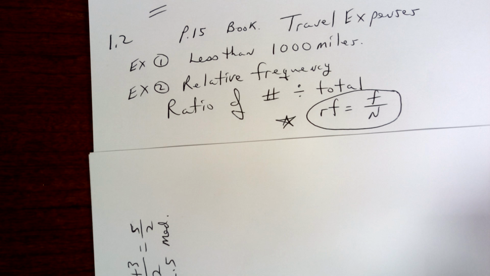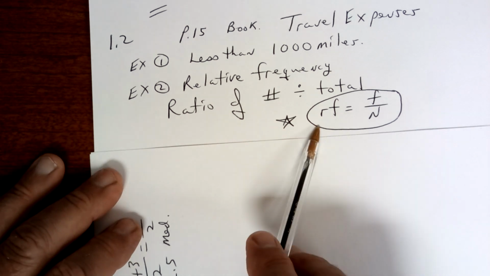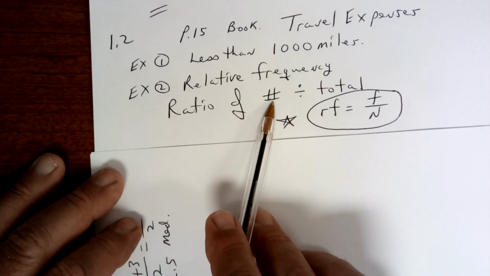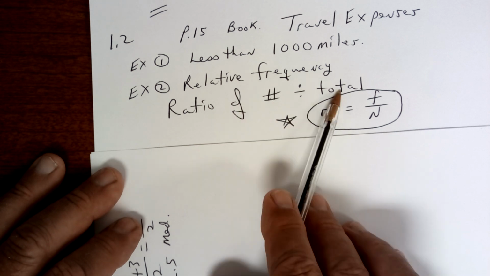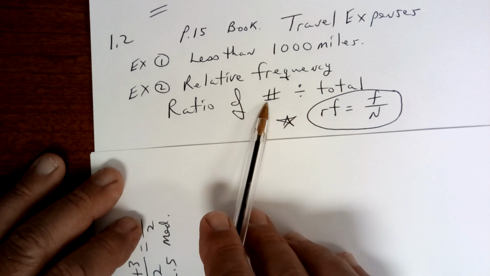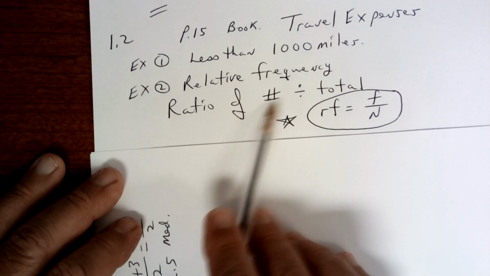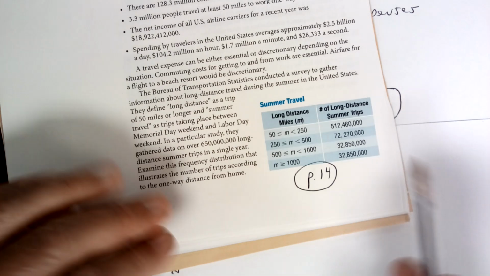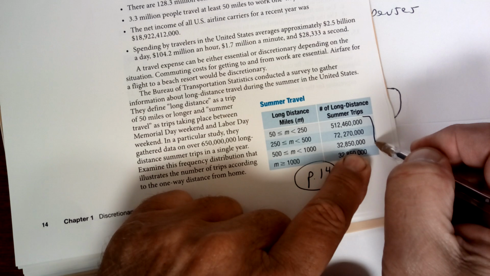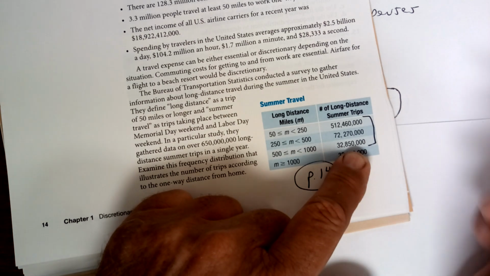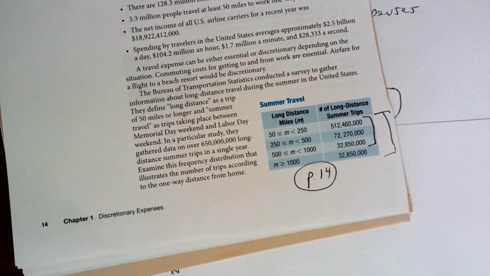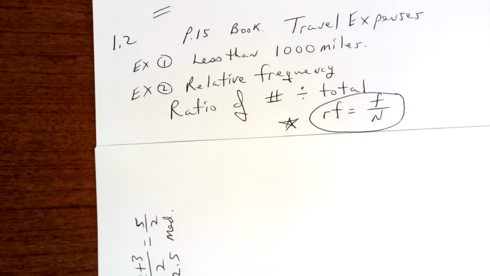Example 2 talks about relative frequency. Relative frequency is nothing more than a ratio of how many times it occurs divided by the total number. I'm going to say that again. How many times something happens divided by the total number. So if you look at example 1, the relative frequency would be all of these added up divided by the total of all of these. And that's called relative frequency.